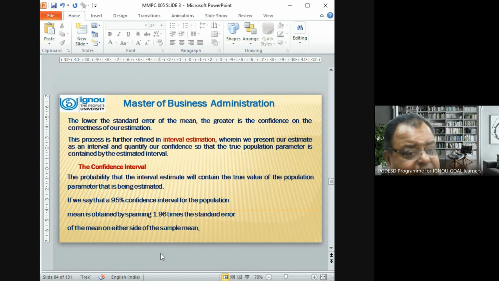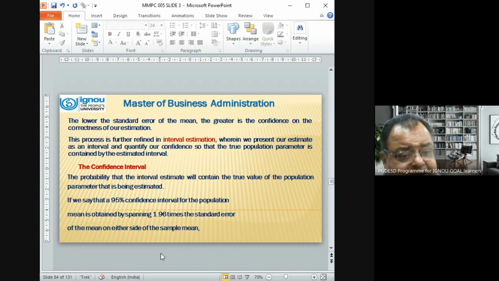This process is further refined in interval estimation, wherein we present our estimate as an interval and quantify our confidence so that the true population parameter is contained by the estimated interval. Now the thing is, what is meant by confidence interval? The probability that the interval estimate will contain the true value of the population parameter that is being estimated.